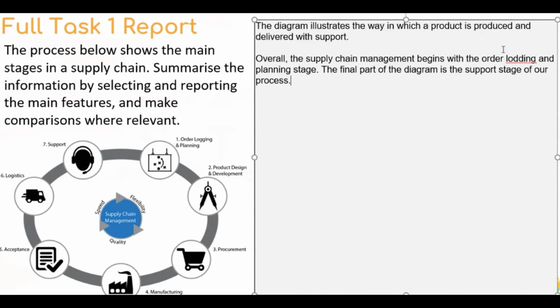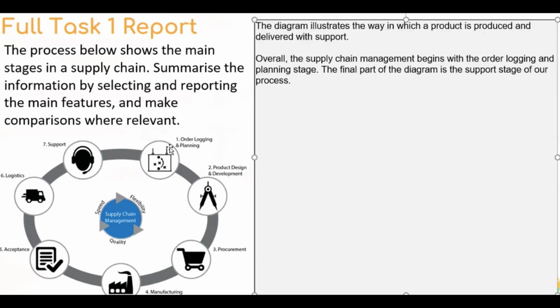So let's just quickly read our overview back. Overall, the supply chain management begins with the order logging. Apologies for my spelling there. Add 2 G's, order logging and planning stage. The final part of the diagram is the support stage of our process. Perfectly fine. So it's now time for me to move on to our detail paragraph.